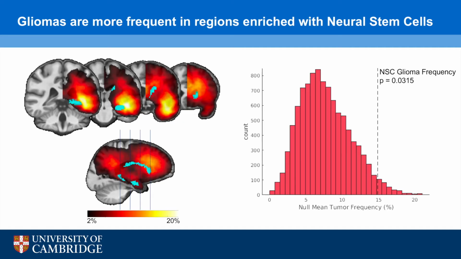Then, we tested the idea that gliomas are more frequent in brain regions enriched with their putative cells of origin, neural stem cells and oligodendrocyte precursor cells. Neural stem cells in the adult brain are rare, but can be localized to neurogenic niches in the dentate gyrus of the hippocampus and the subventricular zone. We identified the tumor frequency in brain regions adjacent to these niches, the hippocampus and the caudate, and found that gliomas were significantly more common in these regions compared to randomly selected pairs of brain areas.